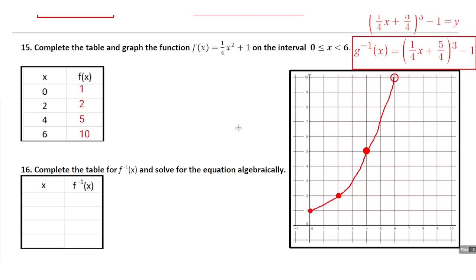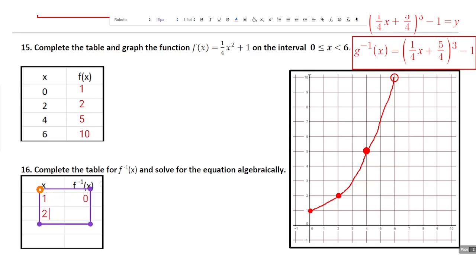Yeah, that. Okay. Number 16 says complete the table for the inverse of f and solve for the equation algebraically. So let's go ahead and do the table here. All we need to do is flip this table that we have up here. And what I mean by that is just swap the domain and range here. So I'm going to have 1, 0, 2, 2, 5, 4, and 10, 6.